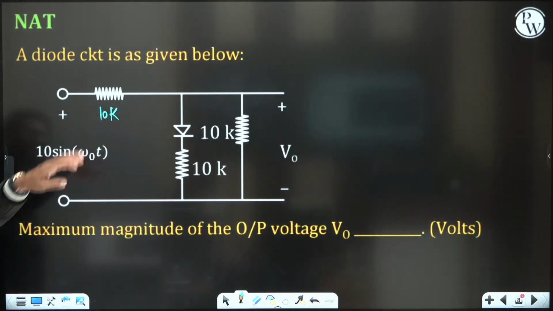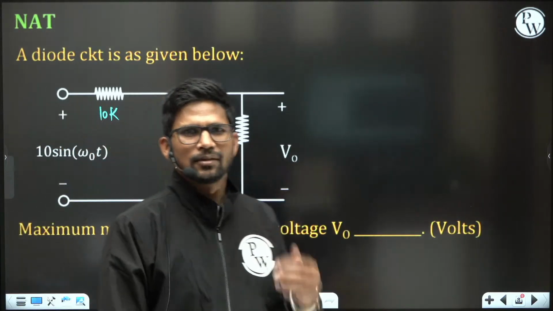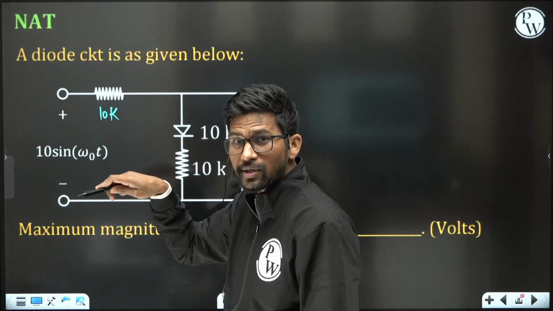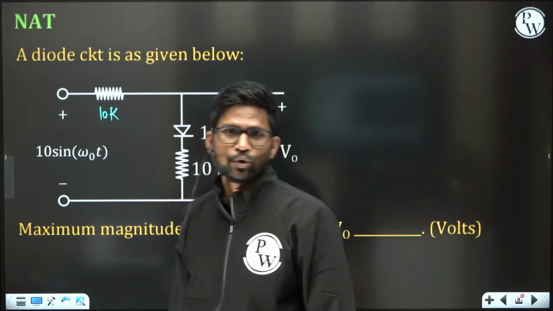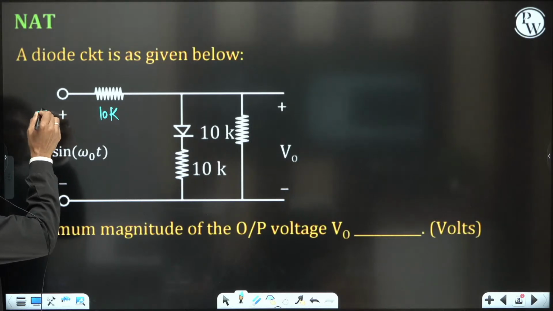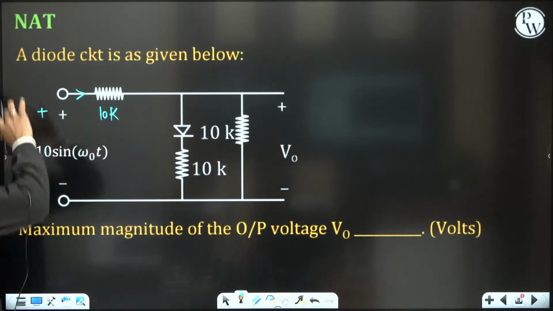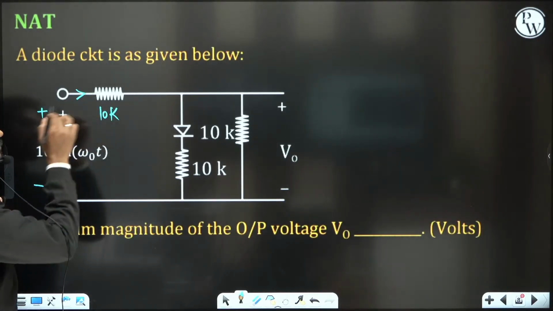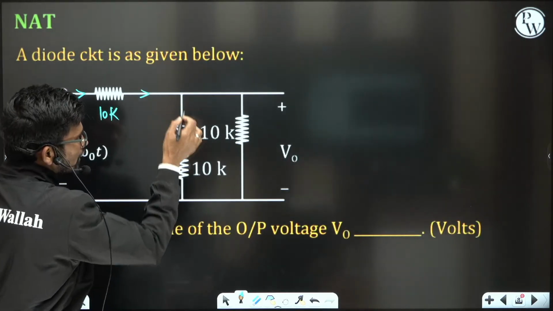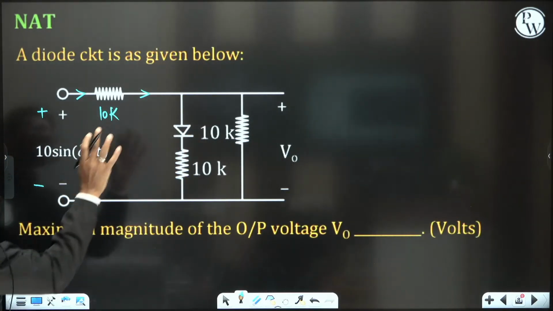A diode circuit is as given below. So this is 10 sin omega naught t. In the first half cycle, this node will be at higher potential and this node at lower potential. In the negative half, this node will be at higher potential and this node at lower potential. In the positive half cycle, current flows from higher potential to lower, so current will originate from the plus terminal and go like this. Since nothing is mentioned about this diode, I will take it as an ideal diode.